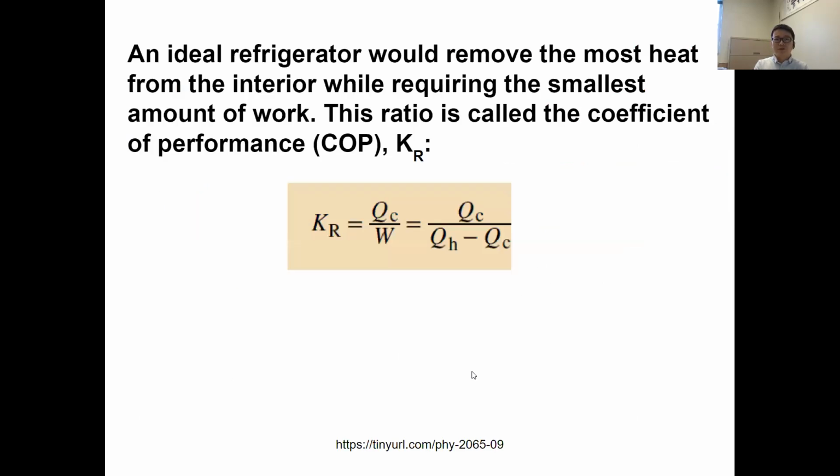For a refrigerator, the coefficient of performance can be calculated. Basically, it's the efficiency of the refrigerator. So when you buy a refrigerator, look at that parameter. QC over W is the coefficient of performance, which means how much heat you can remove from the food inside the refrigerator divided by how much mechanical work is needed. In this case, the electrical work consumed by the refrigerator, okay? Or QC over QH minus QC.